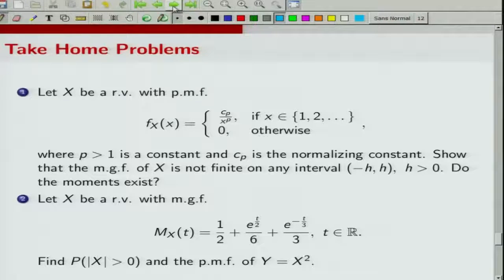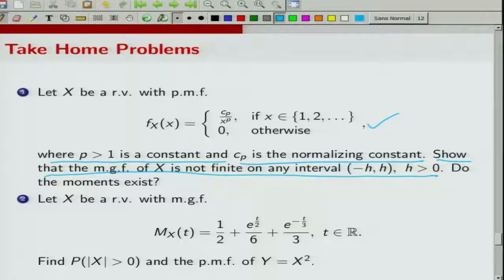Now before I proceed, let me give you some take home problems. So let X be a random variable with probability mass function as this. Now for this to be a proper probability mass function, this series has to be convergent, summation 1 upon x to the power p. So for that p has to be greater than 1. And of course C_p is the normalizing constant. Show that the mgf of X is not finite on any interval minus h to h.